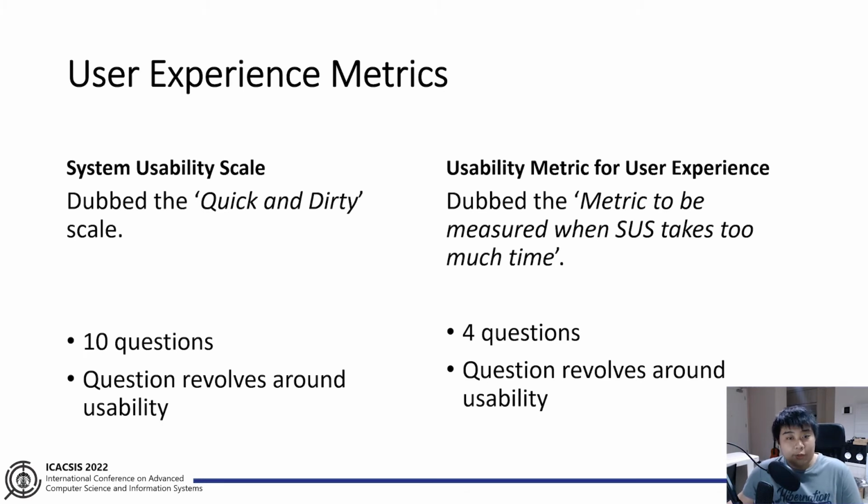Though, with the System Usability Scale having 10 questions to be filled, answering the questionnaire for multiple systems may take a very long time. To combat this, we have considered an alternative called the Usability Metric for User Experience, or UMUX. Dubbed the metric to be used when the System Usability Scale takes too much time, it is a relatively new standardized usability questionnaire which targets the same metric, which is usability.